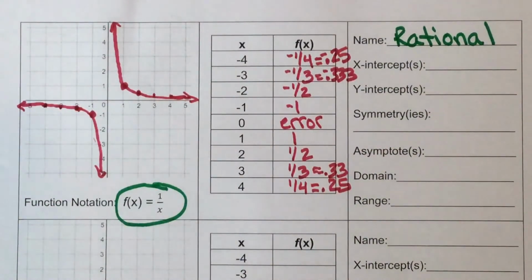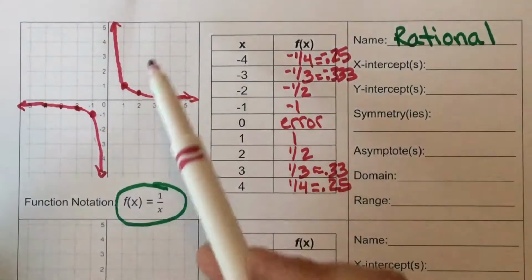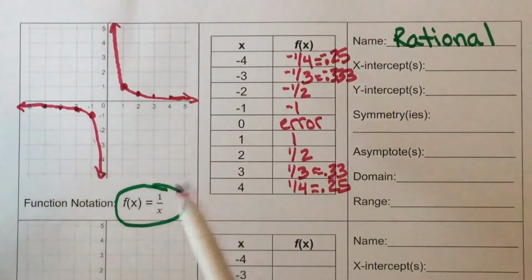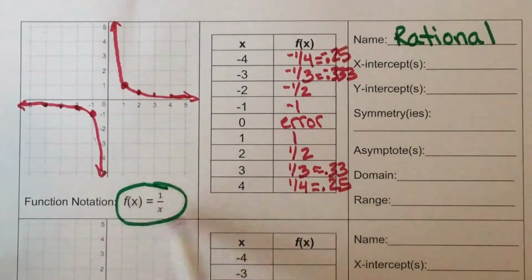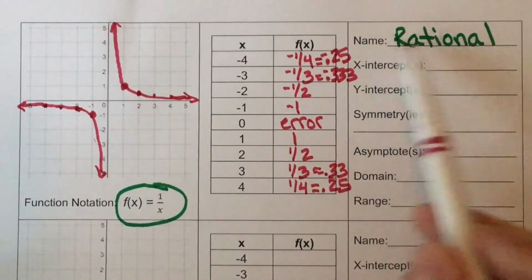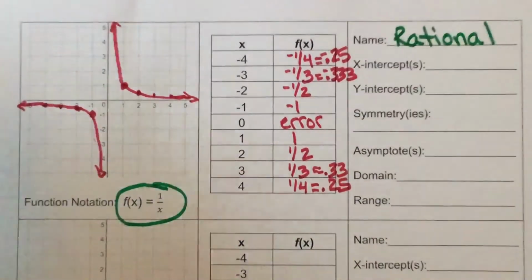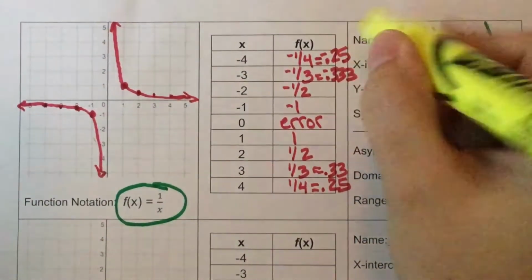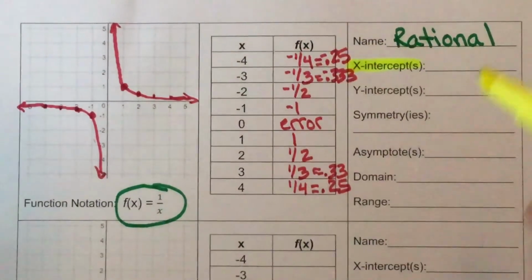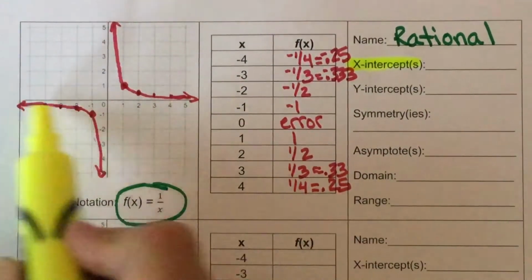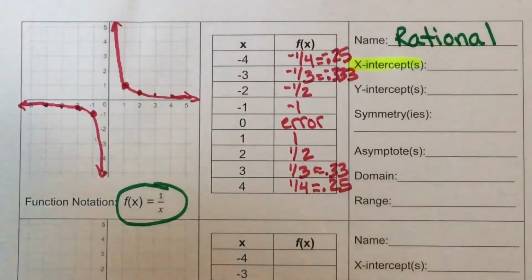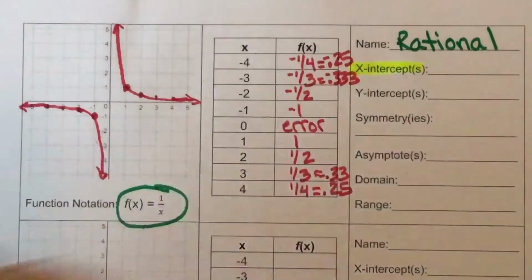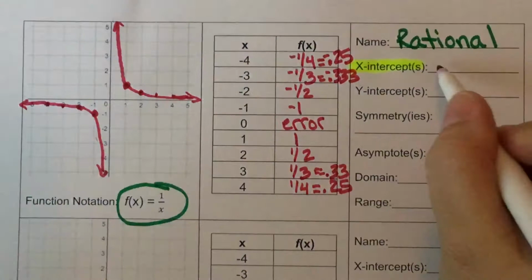So this is brand new to you. You've never seen it before. If you see a picture that looks like this, the equation is f of x equals 1 over x, and it's called the rational parent function. Okay, so I told you that this graph is never going to touch the x-axis, right? Because that's like an electric fence. That means there is no x-intercept. So I'm going to write none.